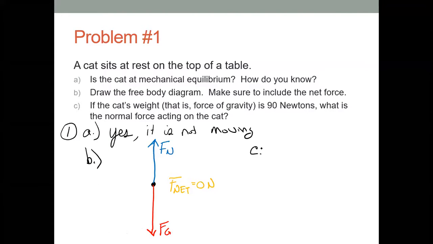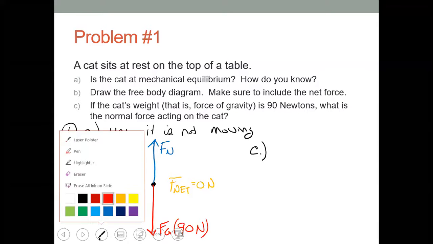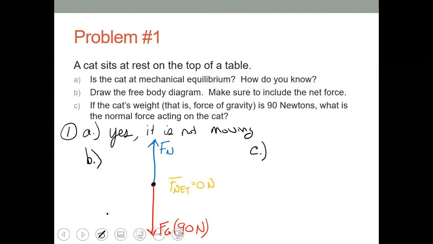That's part B. Part C says if the cat's weight, that is its force of gravity, is 90 newtons, what is the normal force acting on the cat? So what we're going to say here is it's telling us that the force of gravity here is 90 newtons. So I'm just going to label that in my diagram. And if the force of gravity is 90 newtons, but my net force is 0, how much force has to go up? What would the number be?